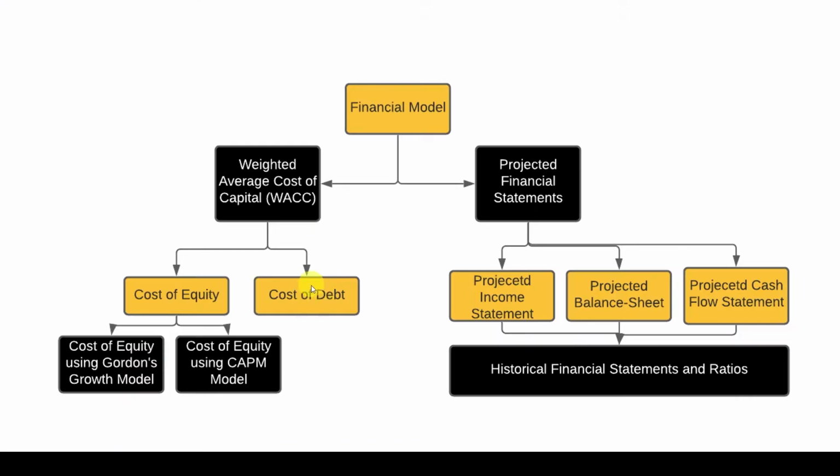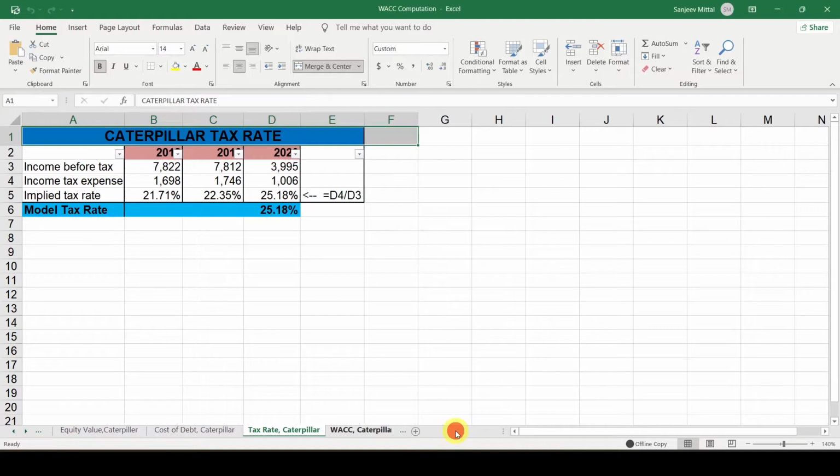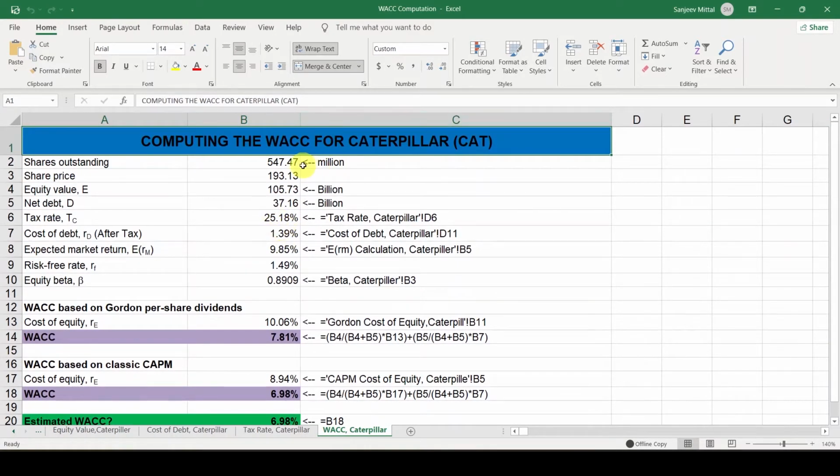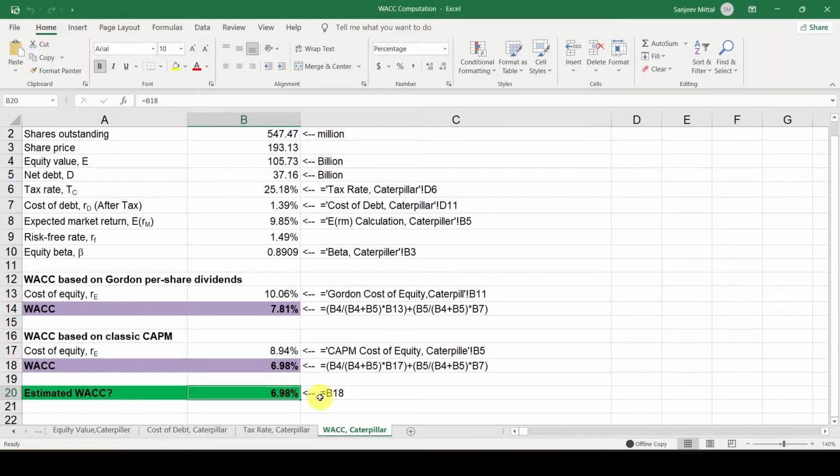Once our cost of debt and cost of equity have been calculated, we shall go and find our weighted average cost of capital. So we shall find our overall weighted average cost of capital for our company Caterpillar Incorporation as you can see here.